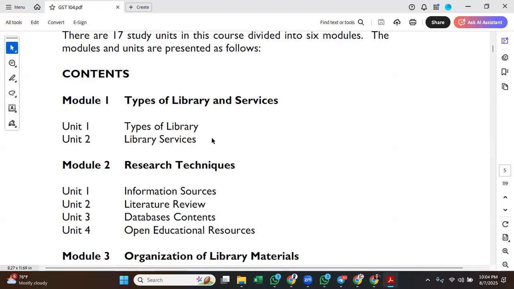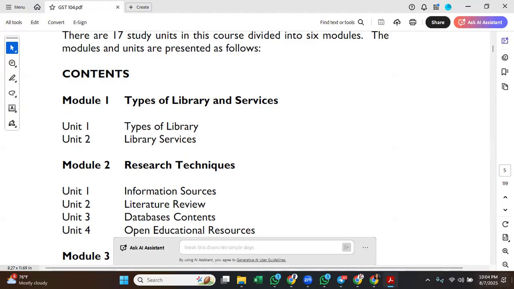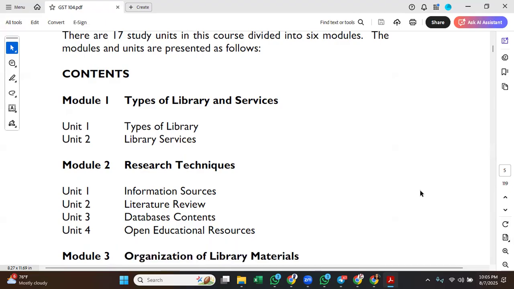So the course, like every other GST that we've done so far, is having some number of units divided into modules. In this case, we have 17 units that make up the whole material. The material is not that bulky, just 119 pages. The main idea is just to introduce the library.